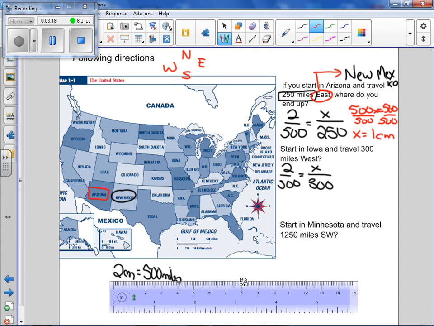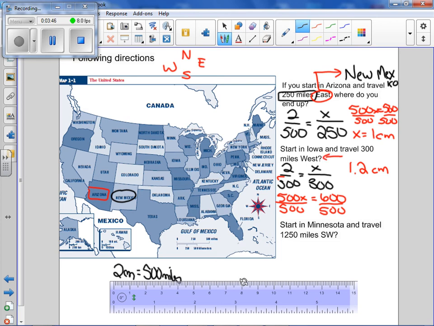I have 500x equals 600. Divide by 500, divide by 500. I'm going to get a weird value, but that is okay. So 600 divided by 500 is 1.2 centimeters. And I'm traveling west, so west is going to be to the left.